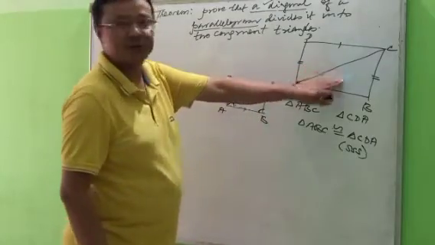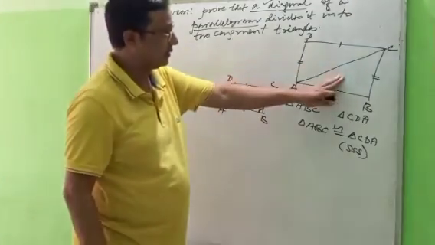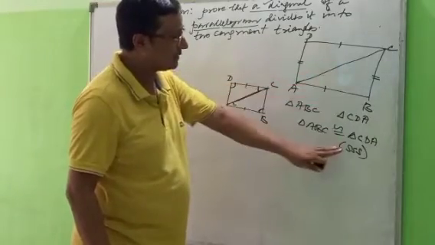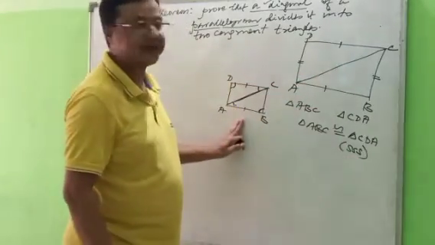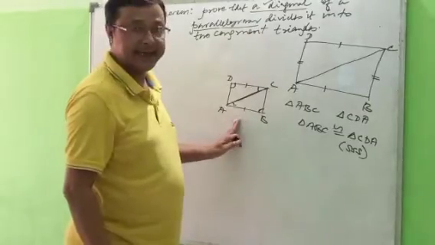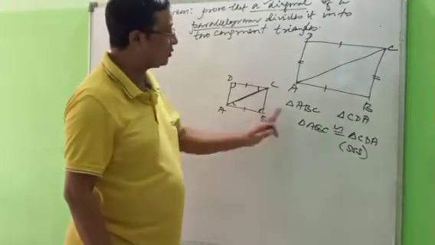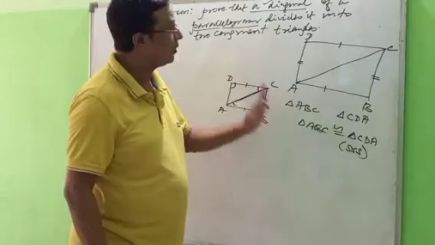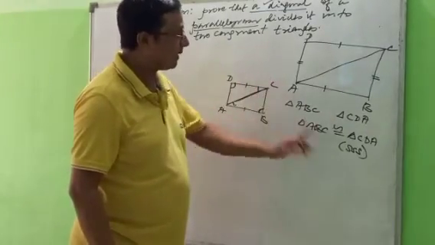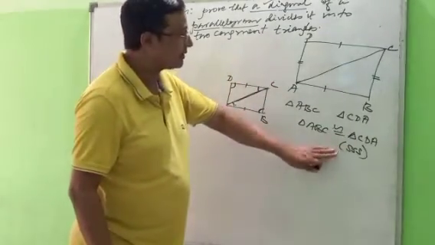So this proof you can do in many other ways. Here the simplest is SSS, or you may try angle-side-angle or AAS. So in so many ways you can prove its congruence. Here we will be proving it by side-side-side, which is the simple one.